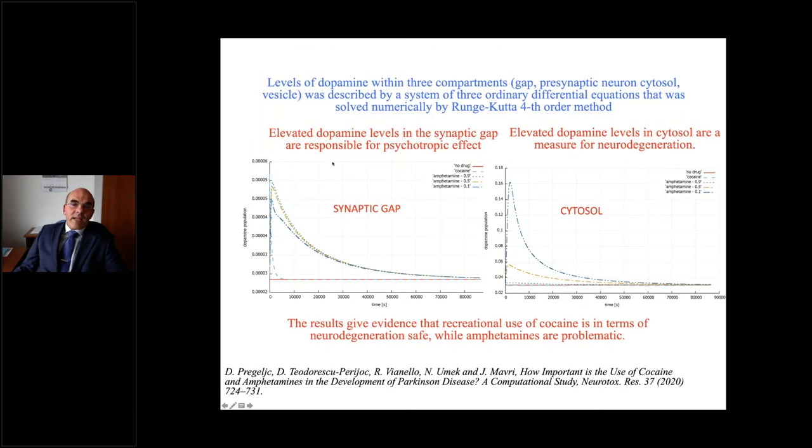So we made a nice model, three differential equations. Experimental data of pharmacokinetics for dopamine and amphetamines were plugged in as time-dependent opening and closing of these valves. So the message here in the synaptic gap is the measure of how much you're stoned if you sniff cocaine or you take your amphetamines. You see the effect, but still for cocaine, the story usually ends in half an hour.